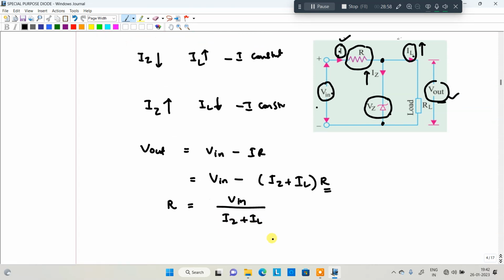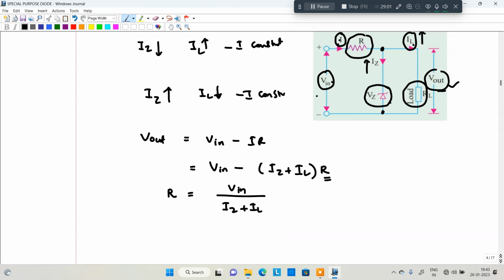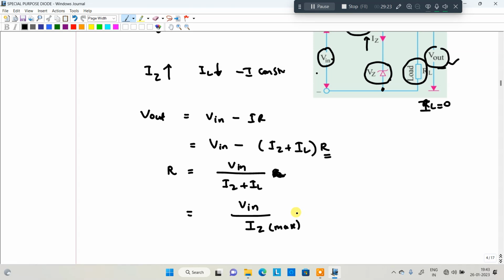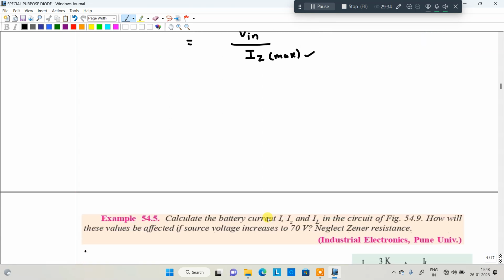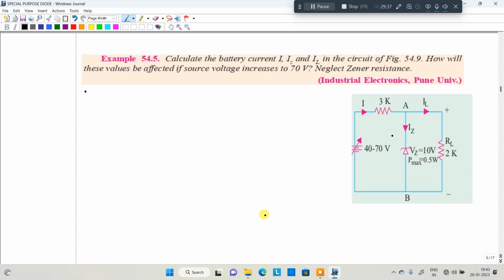In that particular case, I make this load resistance infinite, so the load current will be 0. What will happen? IL will be 0. So finally, R is V in divided by IZ maximum. This is about the formula. Whenever you need to calculate the resistance when IL becomes 0, these two formulas you need to remember for this particular condition. Okay, so this is about the Zener diode case. Then we are moving to the next problem.